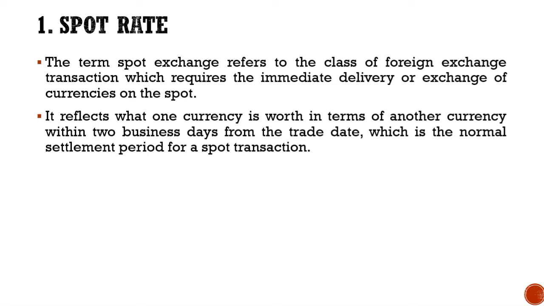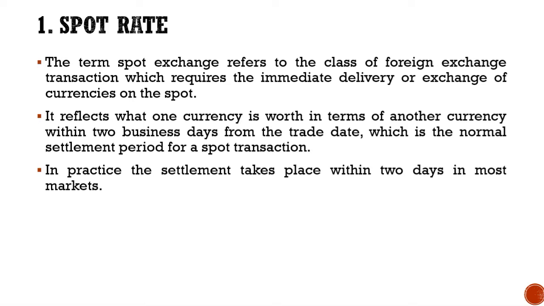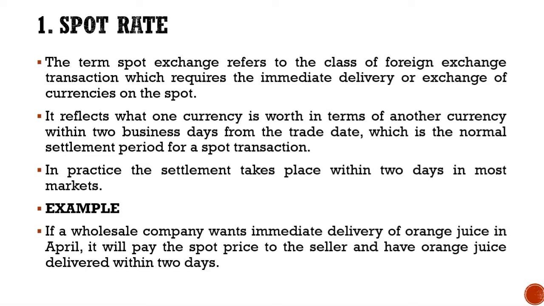So basically, spot transaction takes place within T plus 2, meaning the date of trade plus 2 more days. In practice, the settlement takes within 2 days in most of the market. For example, if a wholesaler company wants immediate delivery of orange juice in April, then it will pay the spot price to the seller and have the orange juice delivered within 2 days. Okay, we take another example.